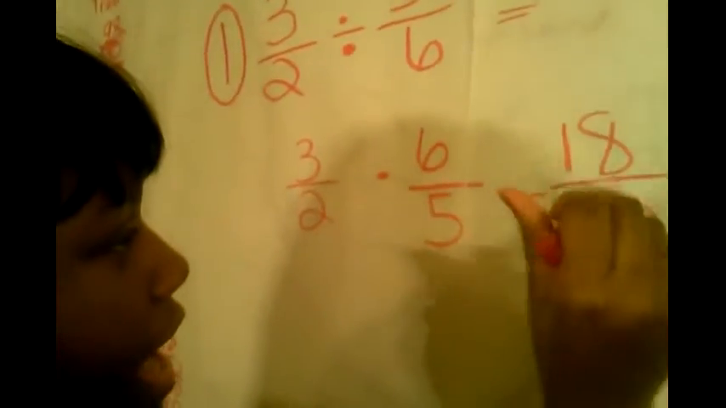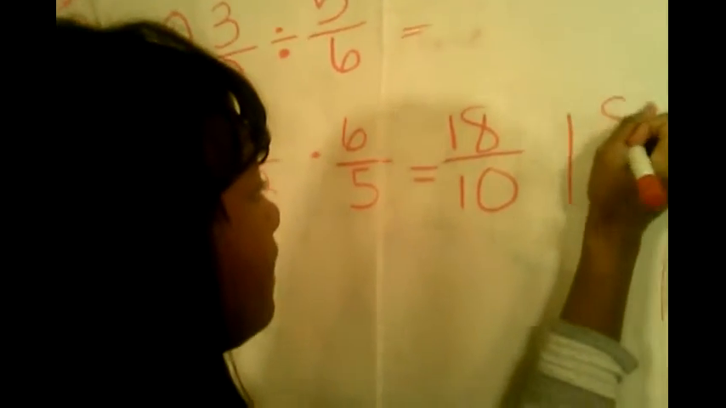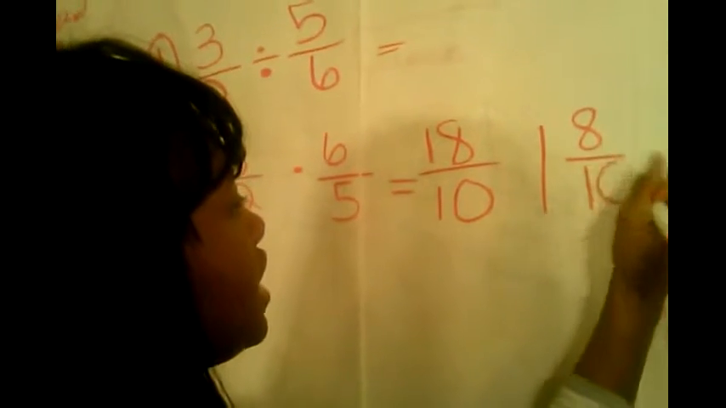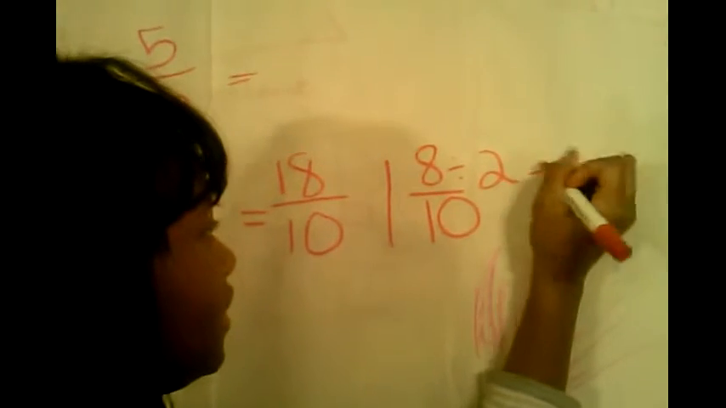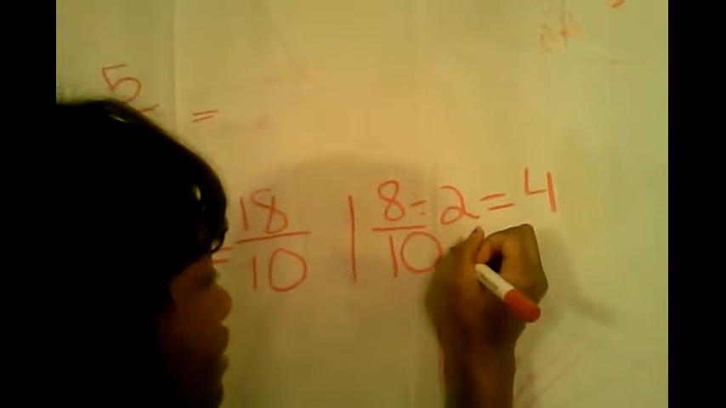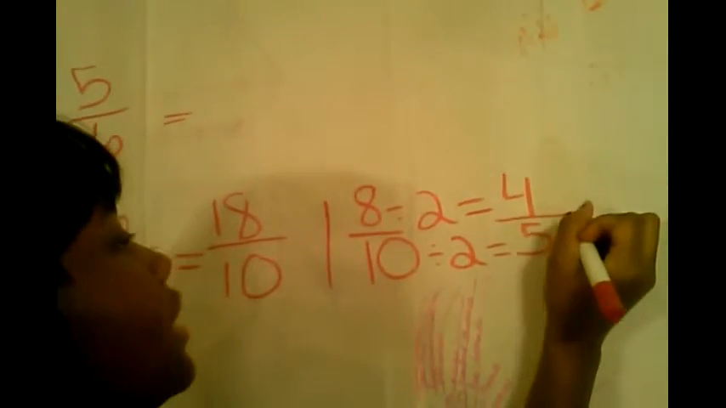And that's an improper fraction, so you have to turn that fraction into a mixed number. So 10 goes into 18 1 time remainder 8 over 10. Then you divide 8 divided by 2 and you get 4. Then you divide 10 divided by 2 and you get 5. And the answer to this is 1 and 4/5.